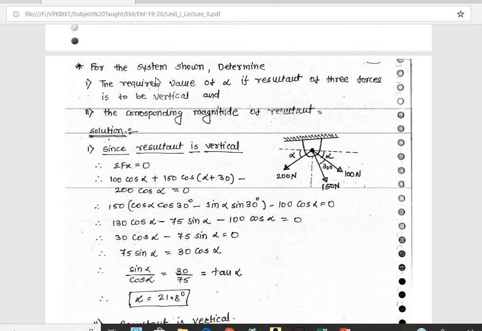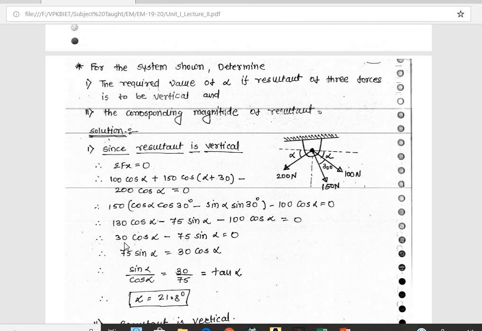Now next problem. For the system shown, determine the required value of alpha if the resultant of these three forces is to be vertical. See here, the resultant is given as vertical, which means Fy is equal to R and Fx is equal to 0, and the corresponding magnitude of the resultant. Since the resultant is vertical, Fx is equal to 0, therefore 100 cos alpha plus 150 cos alpha plus 30 minus 200 cos alpha is equal to 0.